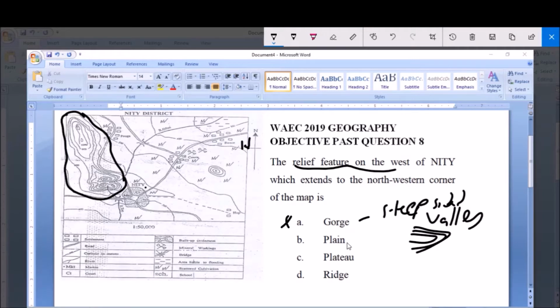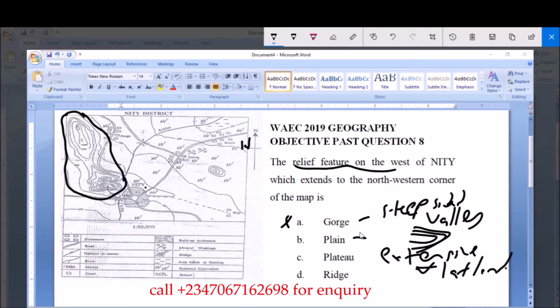Now option B is plain. Plain is just basically extensive flat land without any elevation. There are clearly elevations in this relief feature, which is why contour lines are present, hence it cannot be plain, which is option B.